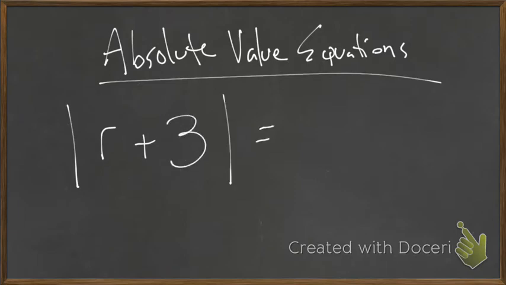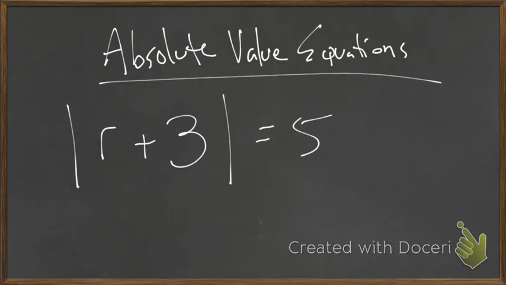equals 5. Okay. So we're going to go slow, and we're really going to think through this, okay? So really, whatever r plus 3 is, it can be 5, right? Because what's the absolute value of 5? 5. But what else has an absolute value of 5? Negative 5. So r plus 3 could be two different things.